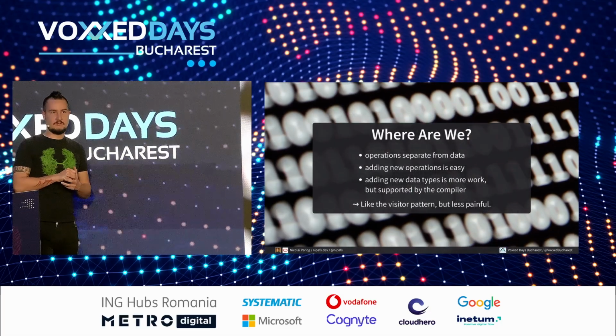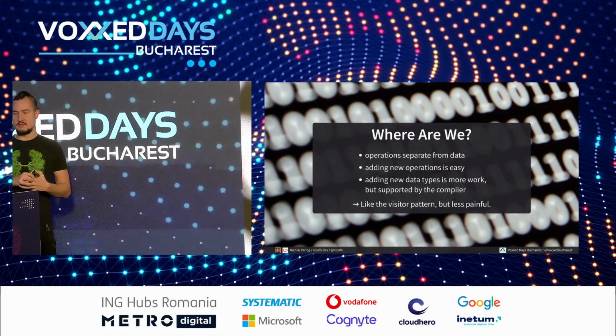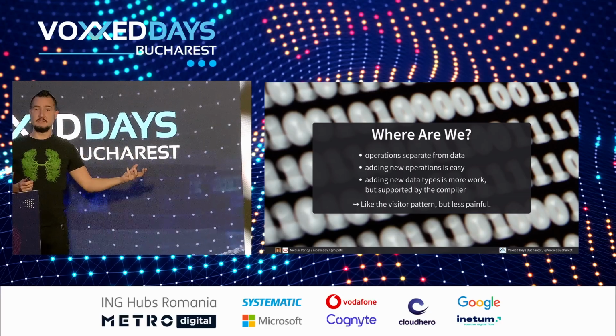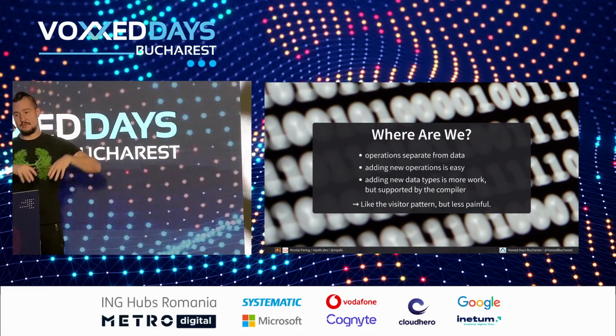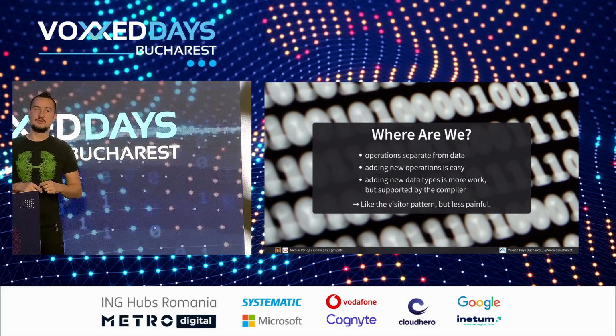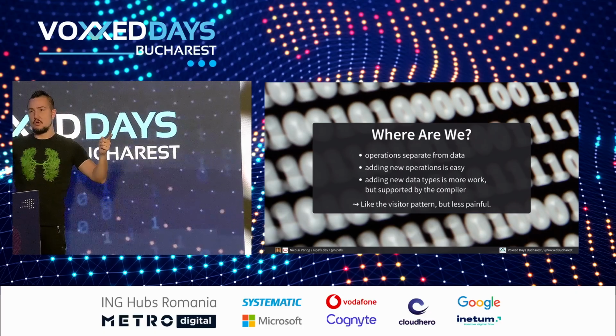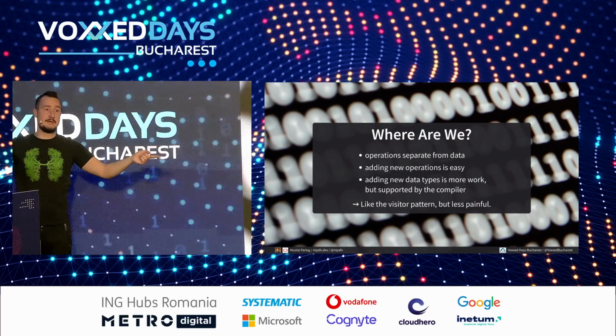Okay, so once again, where are we? We have the operations separate from the data. Adding a new operation is easy. You just create a new long switch and do everything implementation there. But if you add a new type, you have to do a little bit more work, because you have a new type, and then you have to go across all the different operations and update them.